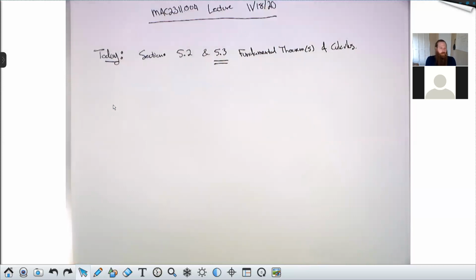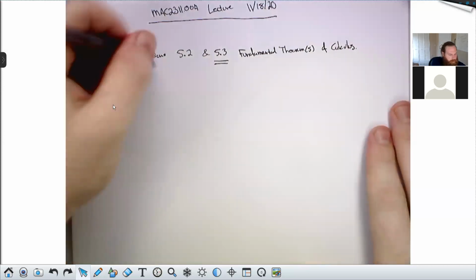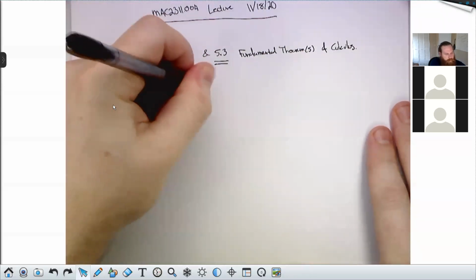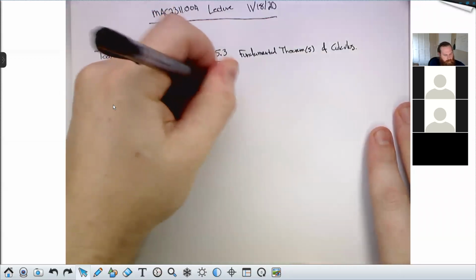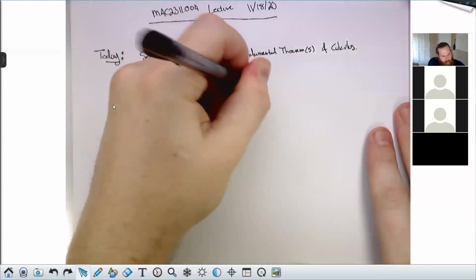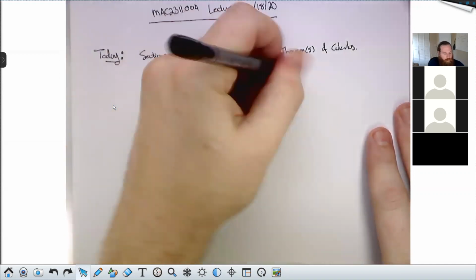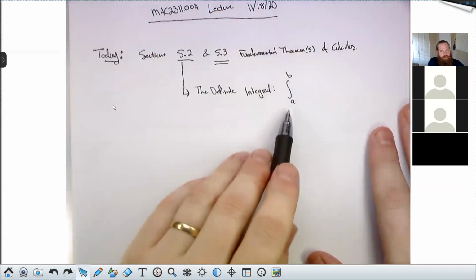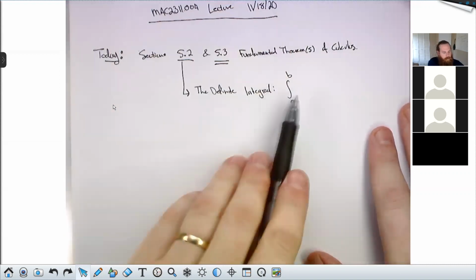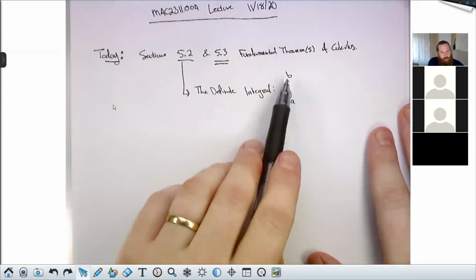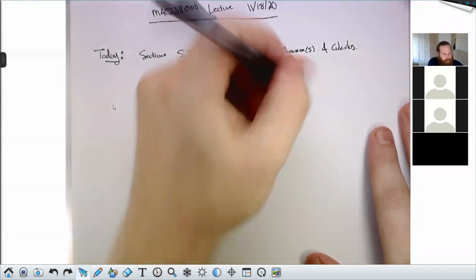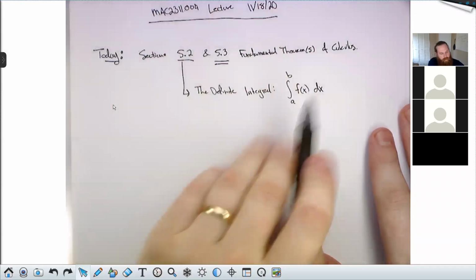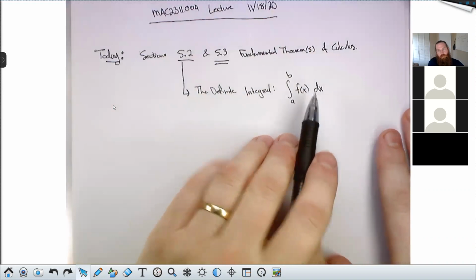I don't want to burn too much time, but I'll remind you, section 5.2, here we learned what the definite integral is. This is this symbol, right? So this big, long, curly S is called the integral symbol. And you have an a downstairs and a b upstairs. These are just numbers. And then inside here, you have a function and then the dx at the end. The dx sort of tells you what you should think of as the variable.